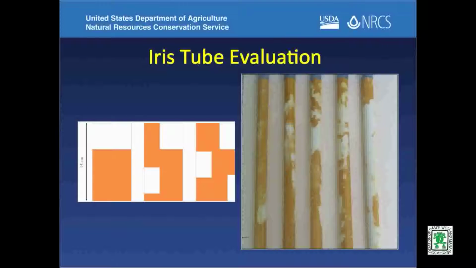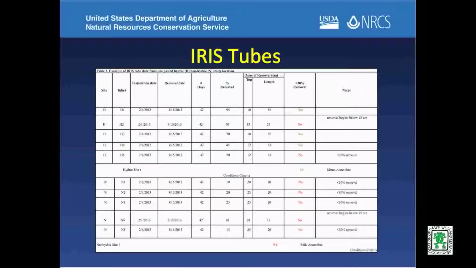So you need an iris tube evaluation if you're using the iris tubes. In the tech note, there is a diagram on the left to give you an idea of what 30% removal in a 15 centimeter zone would look like if it's just one zone of removal or multiple zones of removal. On the right-hand side is a picture that shows the first 2 iris tubes don't have 30% removal, and the 3 on the right-hand side do have 30% removal. Both of those diagrams are in the tech note, so you can use those as a guide.